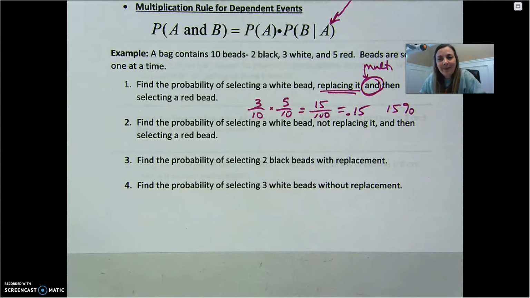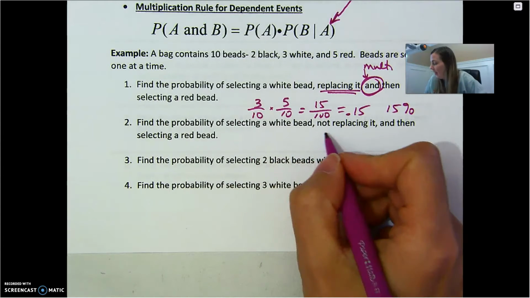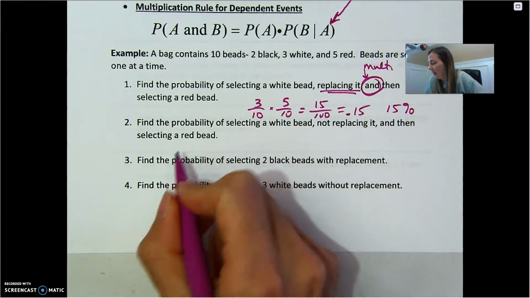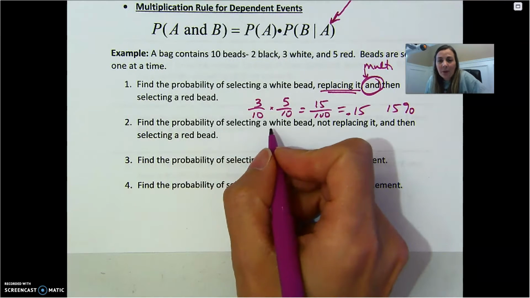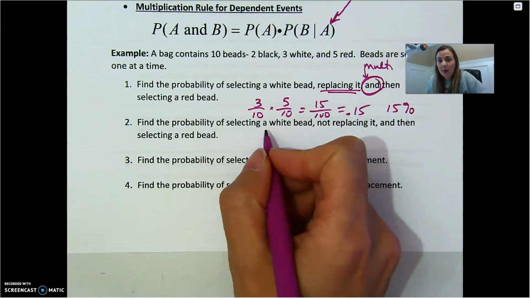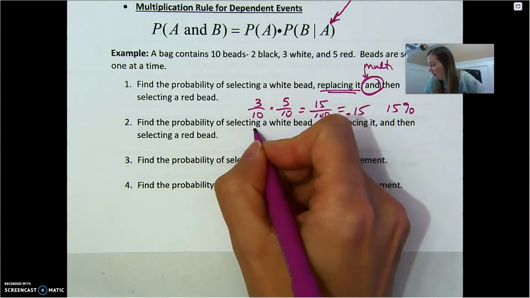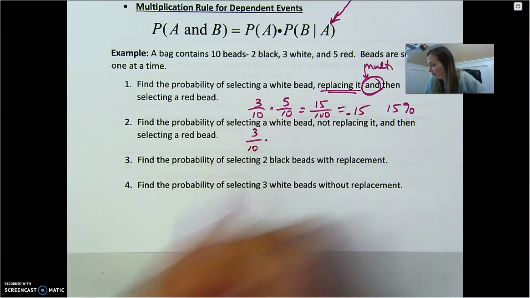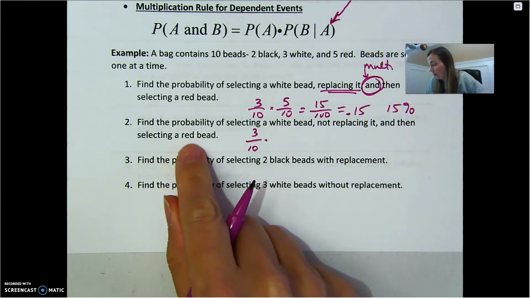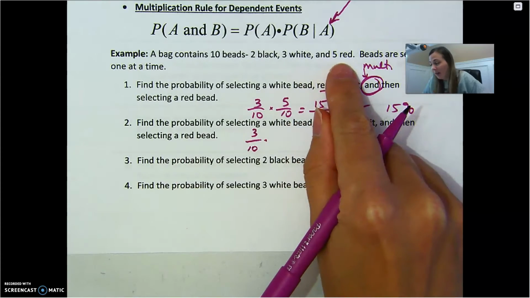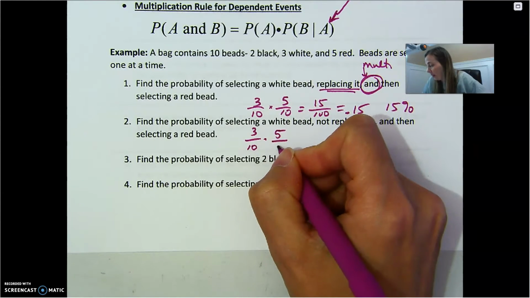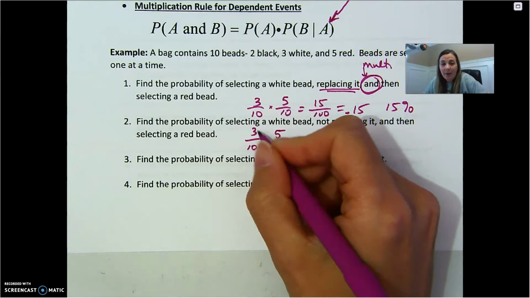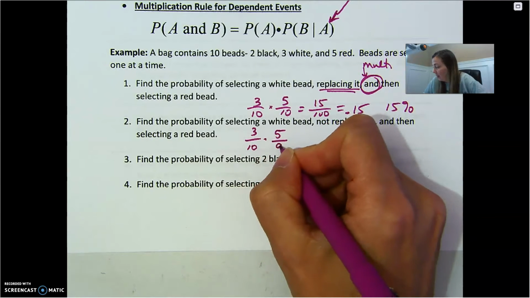You can write it as a decimal if you want, or a percent. Doesn't matter to me. All right, next up, find the probability of selecting a white bead and not replacing it, and then doing a red bead. So this is a lot like number 1, but we don't put the white bead back. We reach into the bag. There's 3 white beads out of 10. Then we go to select a red bead. There are still 5 red beads in there, but what changed is now the denominator. Since we took a white bead out for this first draw, we're down to 9.